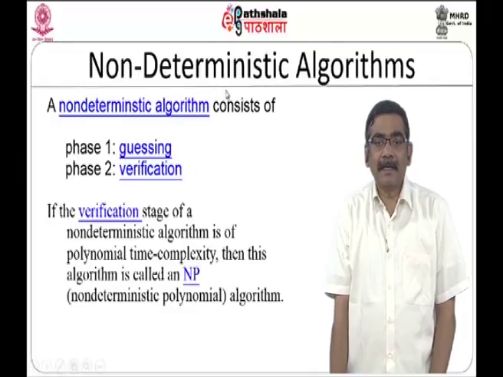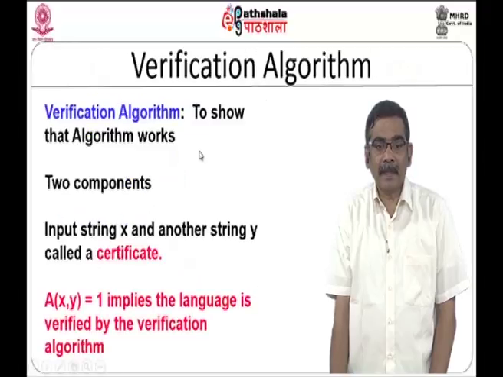Then we will construct the non-deterministic algorithm like this. The non-deterministic algorithm consists of two steps. One is called the guessing stage and another is called the verification stage. In the guessing stage, we are going to generate lots of guesses, and in the verification stage we are going to verify the generated guess, and say whether the problem is an NP complete problem or not. So, the most crucial fact is verification.